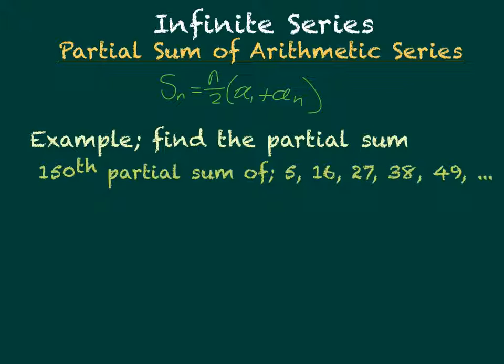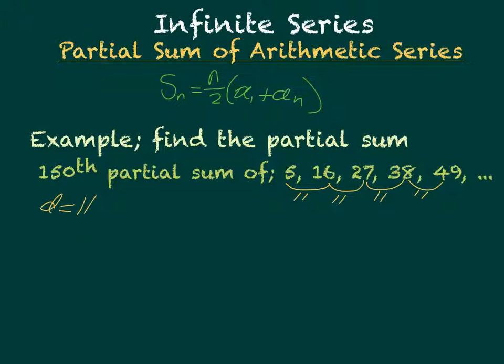For example, if we wanted to find the 150th partial sum of 5, 16, 27, 38, 49, etc. We know this is an arithmetic series because if we look at it, we see 5 to 16 is a difference of 11, 16 to 27, difference of 11, 11, 11, and so on. So our common difference is D, and that is 11.